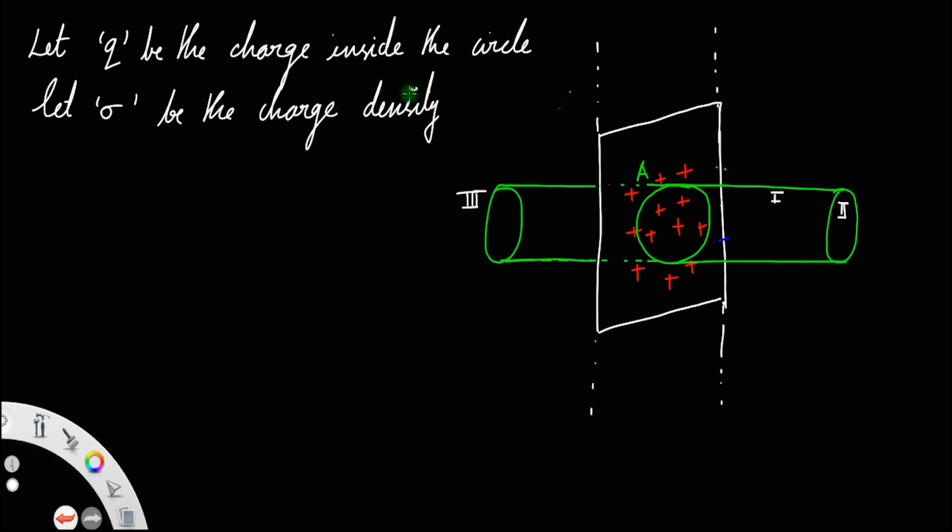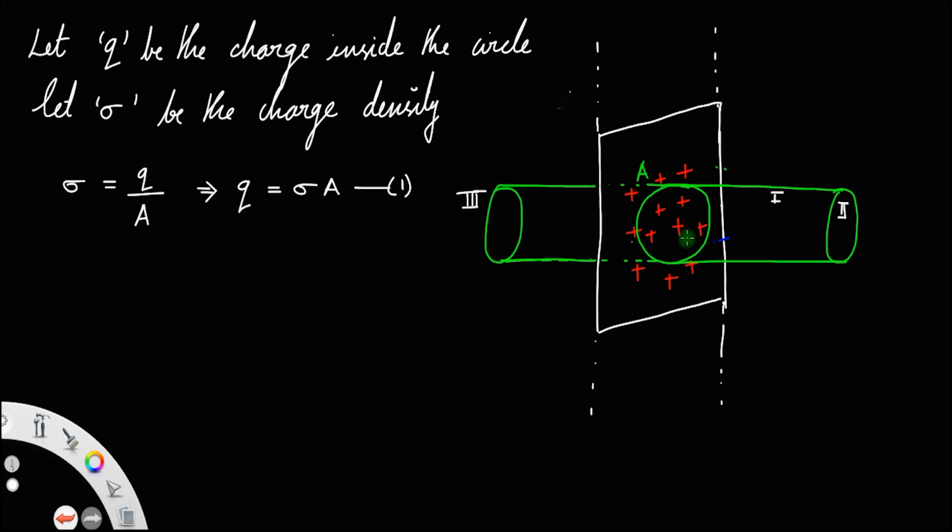So you know what is the relationship between charge density and Q? We have charge density equal to Q divided by area, where A is the cross-sectional area, which implies Q equals sigma A. Let's call that equation number 1.